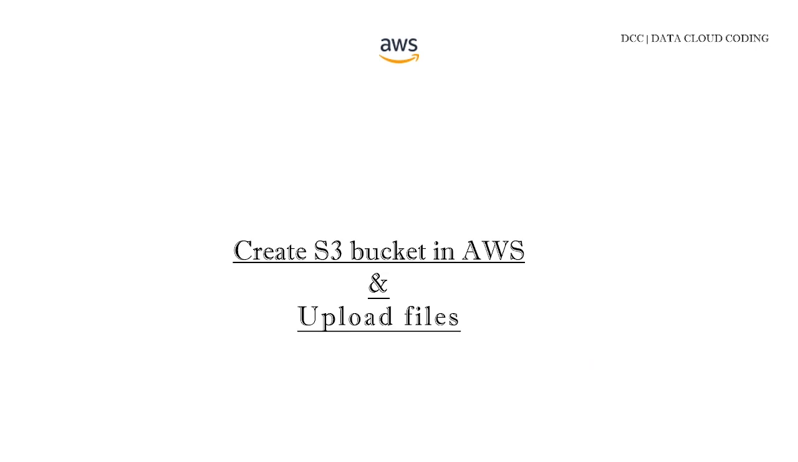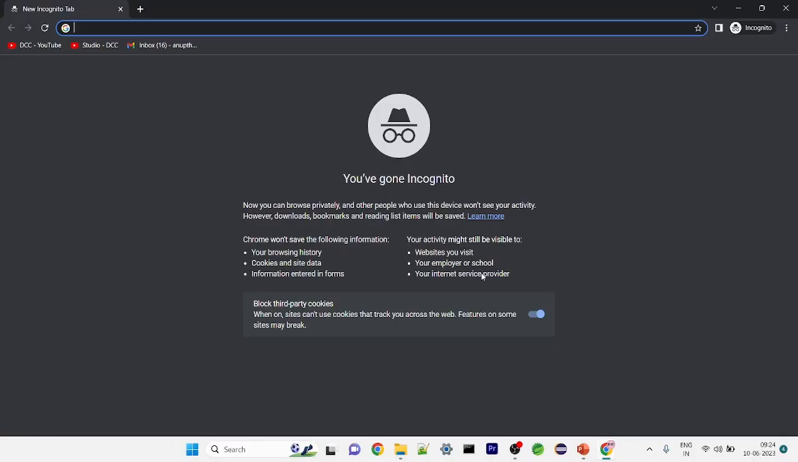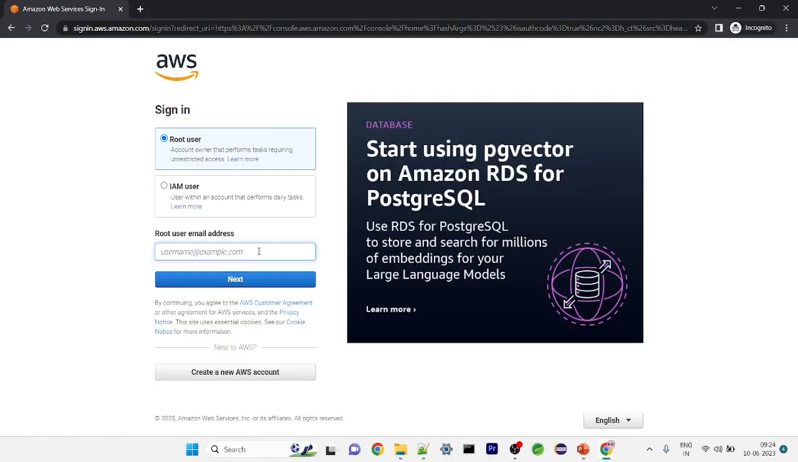Now let's come to the hands-on. We'll see how we can create buckets inside of AWS, and we will also be uploading files inside of my AWS S3 bucket. So let me just quickly jump onto my browser. I will quickly log into my AWS account. I'm trying to log in as the root user. You can also choose between root user and IAM user.